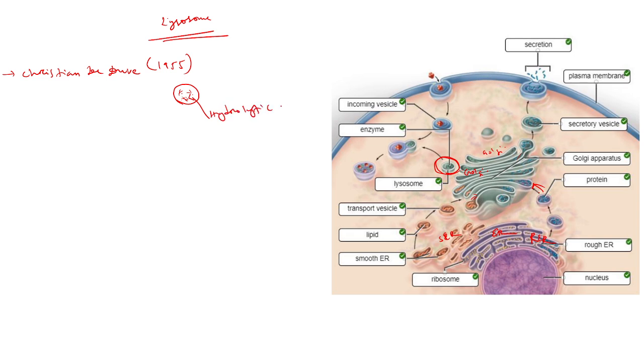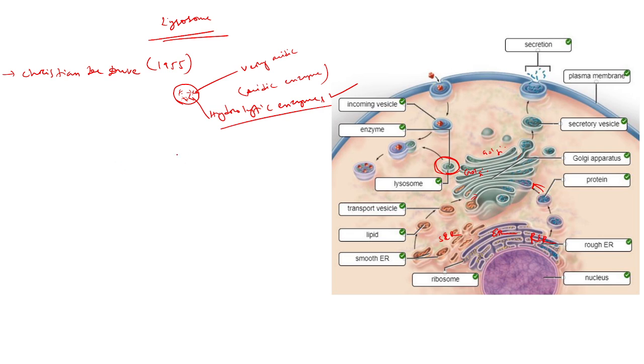Hydrolytic enzyme. So what is the hydrolytic enzyme? That means it is a digestive enzyme or simply acidic enzyme. So that's why, what is the pH of lysosome? It is always very acidic, because the hydrolytic enzymes, or the digestive enzymes, are present.